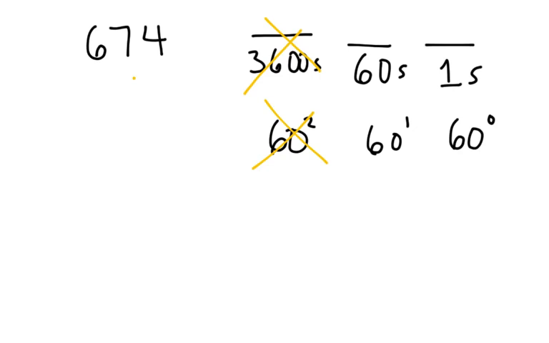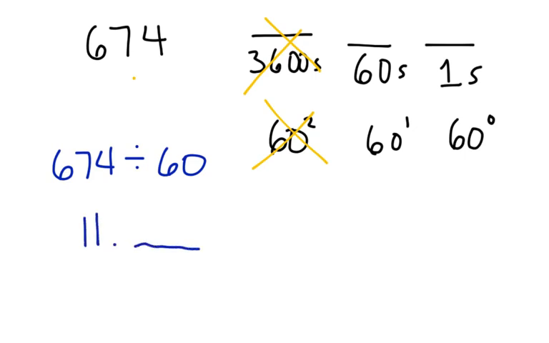And the next question I have to find out is, well, how many of each of those am I going to need? So the first thing I need to do is, how many times will 60 go into 674? And I do that on my calculator, and I get 11 point something. I don't care about this something. That's not what matters to me. What matters is I know that I'm going to need 11 60s in order to write this number.